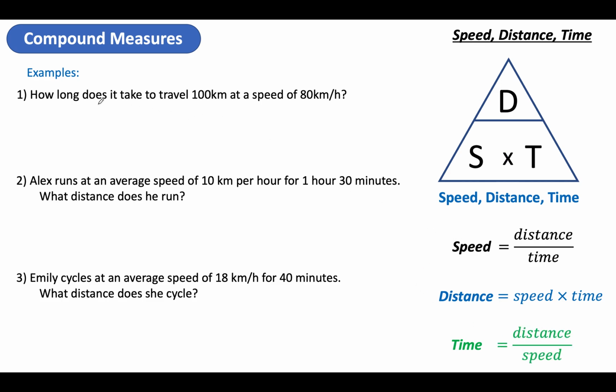Right, which one am I trying to work out? I'm trying to work out how long. That's time. So time, T, equals distance over speed. Well, my distance was 100 kilometers. And my speed was 80. So I'm going to divide it. 100 divided by 80 is 1.25.